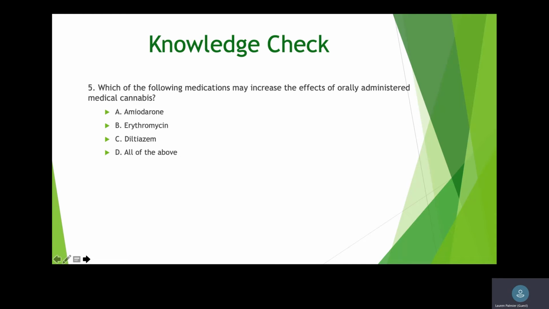Next question. Which of the following medications may increase the effects of orally administered medical cannabis? A, amiodarone, B, erythromycin, C, diltiazem, or D, all of the above? If you answered D, all of the above, you are correct. Each medication listed, so amiodarone, erythromycin, and diltiazem, are metabolized by the CYP P450 enzyme system. These medications are administered with or before cannabis. The metabolism of cannabis would be decreased, thus increasing the levels of cannabis in the body and its effects.